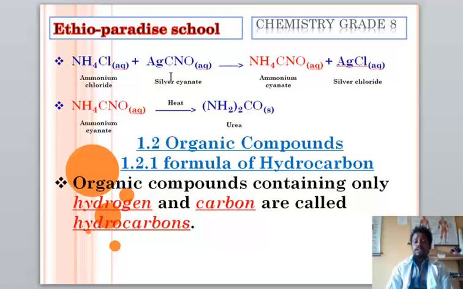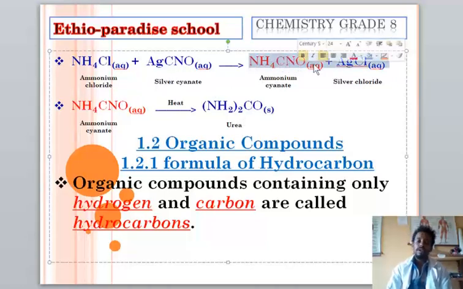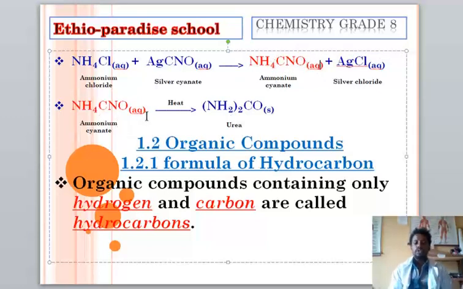So we take the ammonium cyanide, this one only, and if you use heat to decompose ammonium cyanide, you can get urea. Urea is an organic compound which is prepared from inorganic compounds. Now let's see organic compounds.